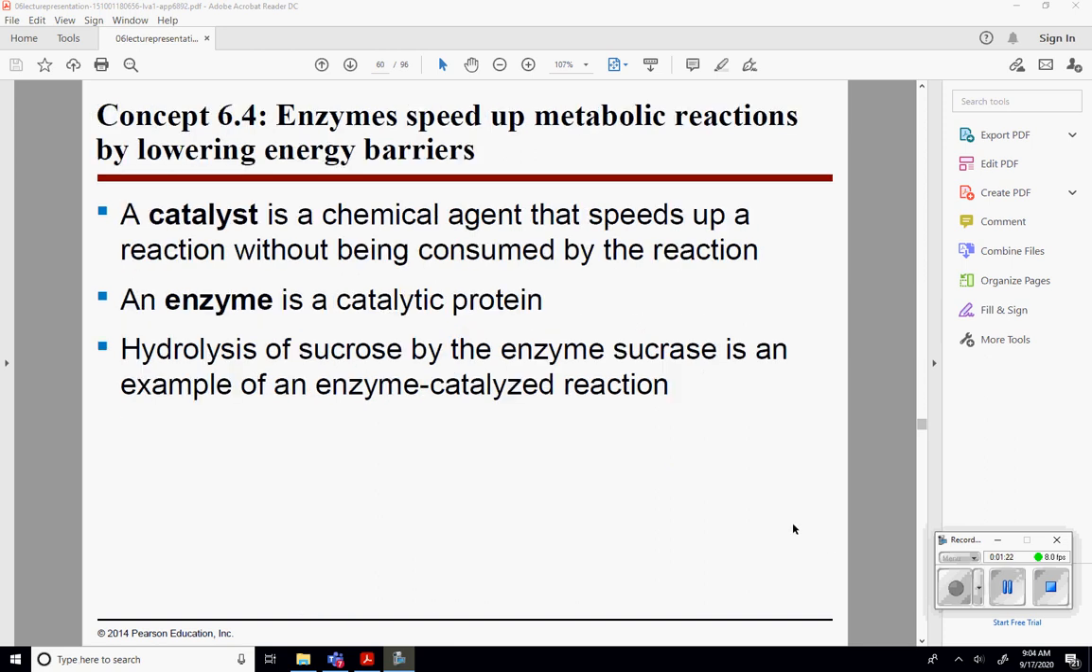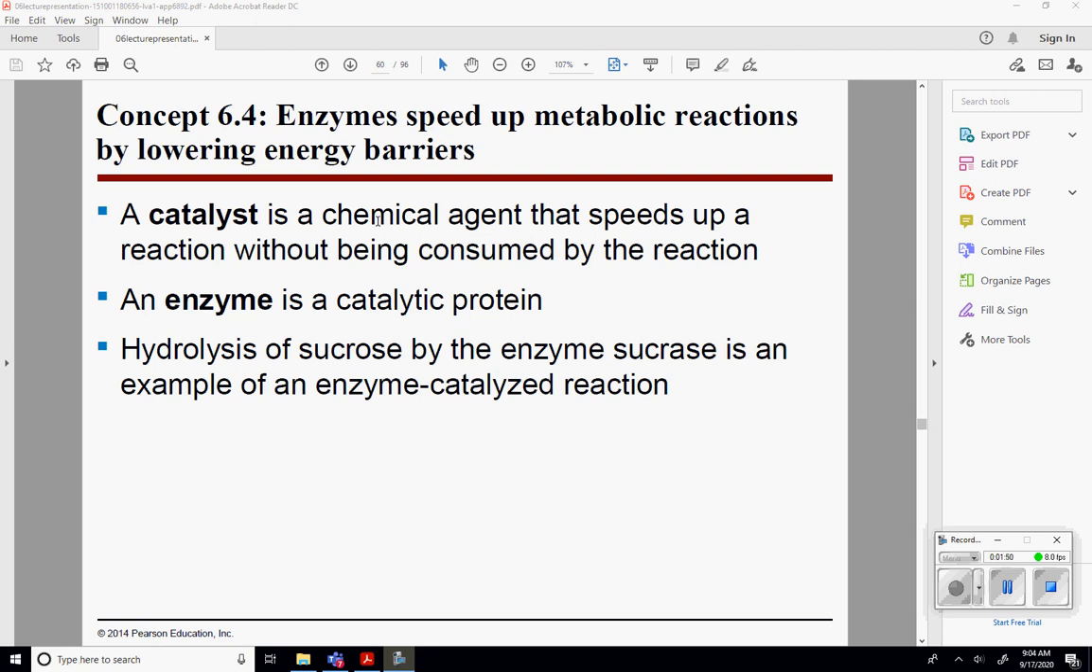You'll notice that your notes handout guide is titled 6.4 at the top, and that's because that's the section we're skipping to get to enzymes and include that detail with the chapter 3 proteins, so that we're continuing from where we left off on proteins. Enzymes speed up metabolic reactions by lowering energy barriers. We'll talk a little bit more about that.